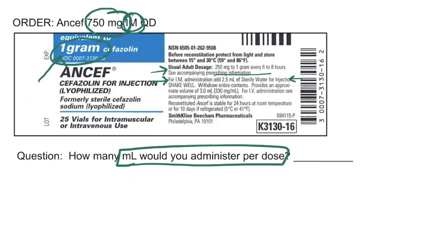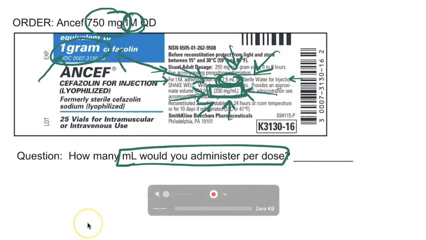And it says withdraw contents, provides an approximate volume of 3 milliliters, and then here is the concentration they're telling me. So I want to tell you right now, this number, when you see this, you want to use this as your concentration, whenever the manufacturer gives this to you. If they do not give it to you, you're going to use this number, 2.5 in 1,000 milligrams.